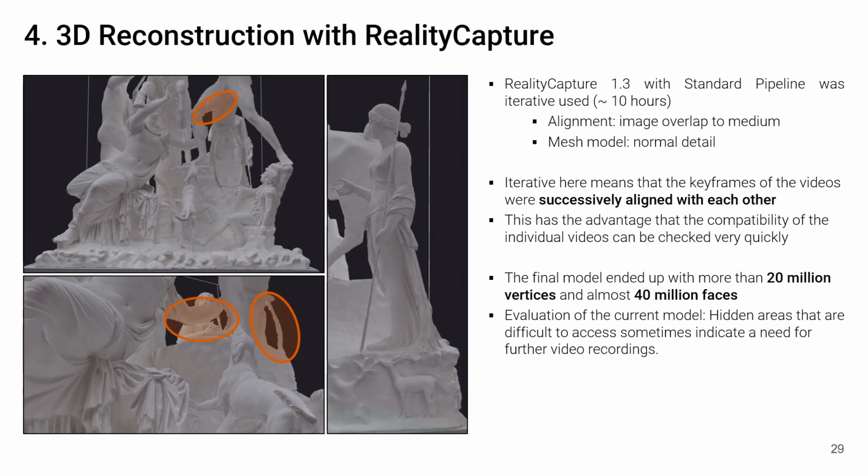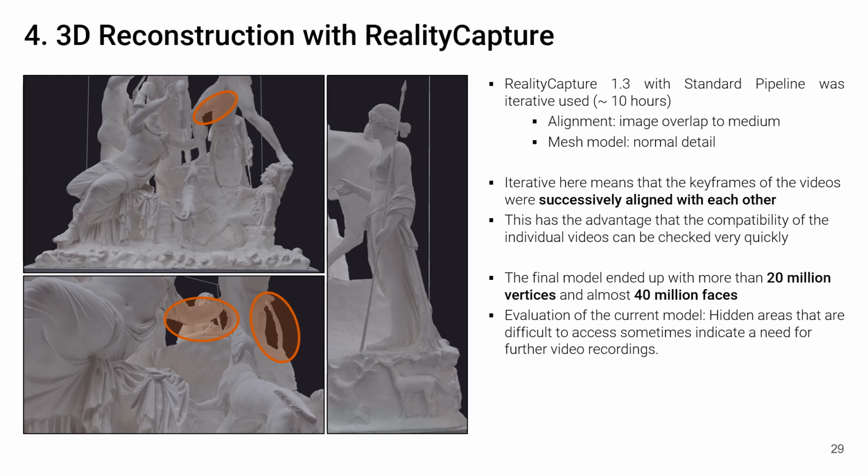Reality Capture in the current version 1.3 was used for the reconstruction. The standard pipeline was slightly adapted so that the image overlap in the alignment also allows medium, and the mesh model is only produced in normal detail on the computer currently used. It has been shown in the past that it makes sense to bring the image packages of the videos together one after the other with the so-called iterative alignment. This has the advantage that an error can be identified more quickly and the calculation does not have to run through all the matches first.